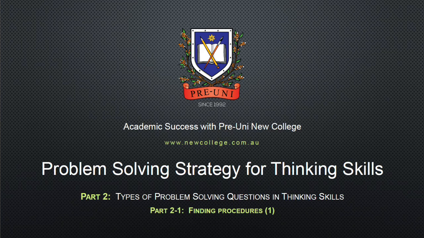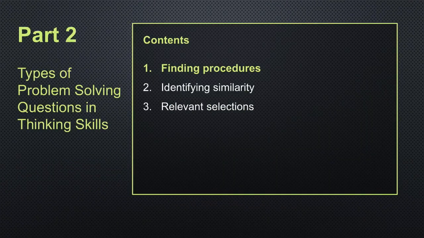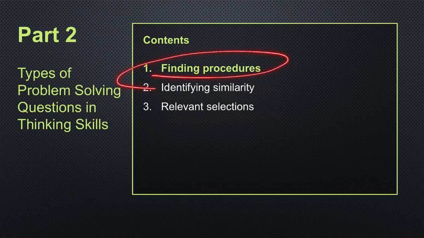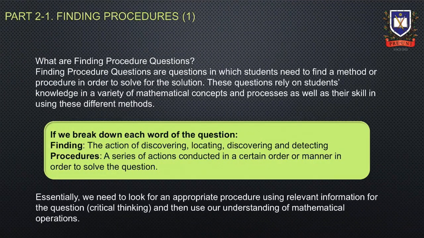Welcome everyone to Part 2-1 of Problem-Solving Strategy for Thinking Skills. In this part, we will be going through the types of problem-solving questions you may encounter. We will also be learning some tips to solve these problem-solving questions. There are 3 types of problem-solving questions in thinking skills. They are finding the procedures, identifying similarity, and relevant selections. We will be covering finding procedures in this lesson.